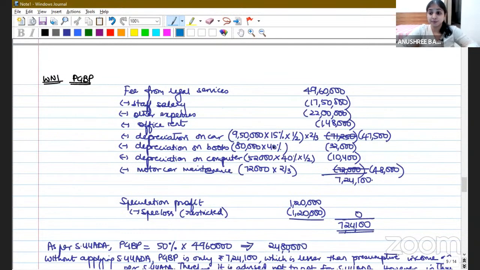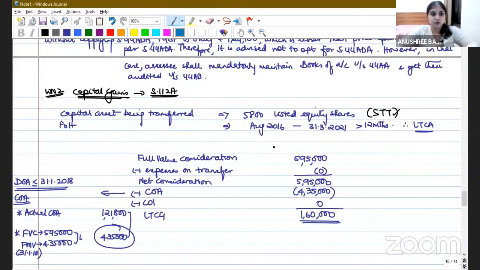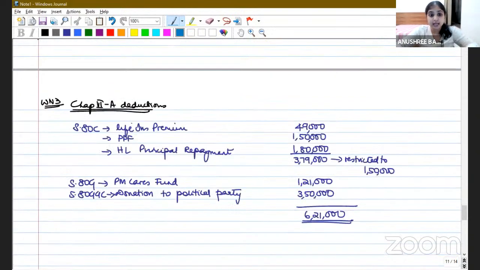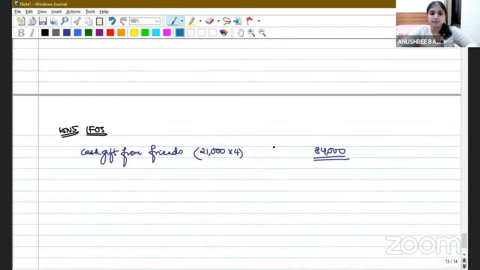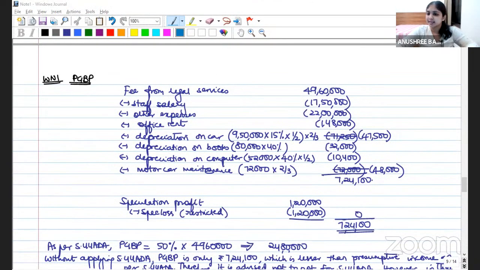Yes, this was a pretty good question. A typical total income question. In PGBP we remembered to apply 44ADA. Capital gains 112A calculations we did. The rest of it was pretty fine. Right? I guess I'll go ahead now.